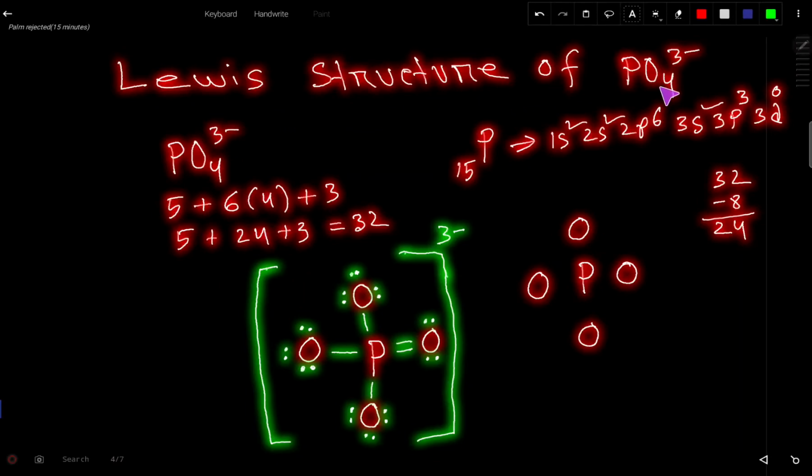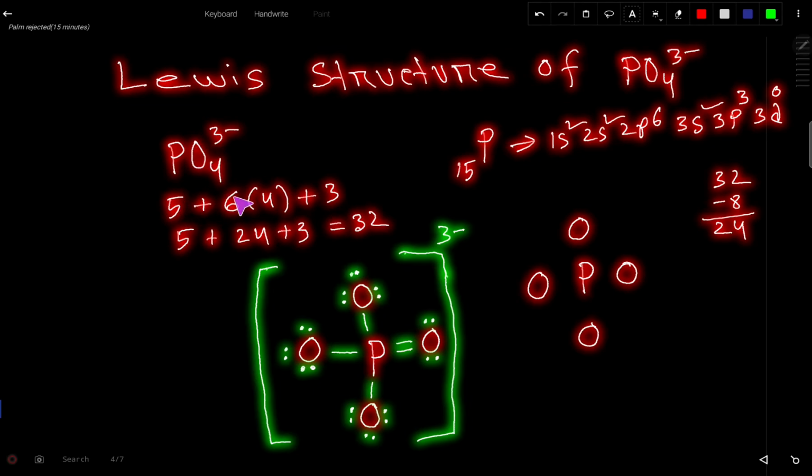Lewis structure of PO4 minus, or how to draw the Lewis structure of phosphate ion. At first we have to find out the valence electrons for the phosphate ion. Phosphorus is an element of group 5A, that is why it has 5 valence electrons.